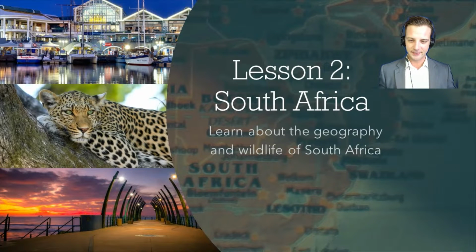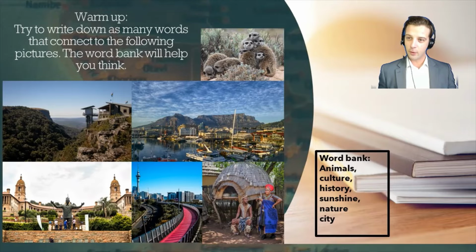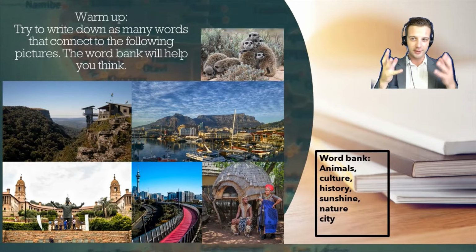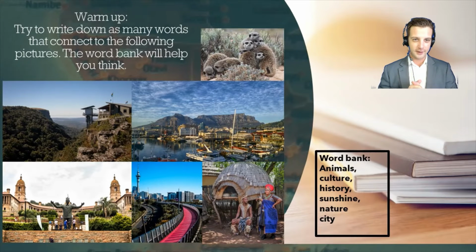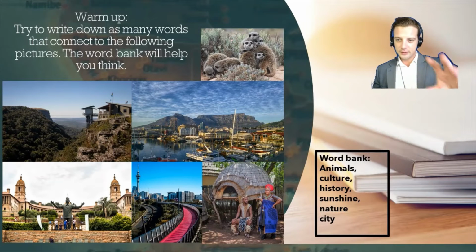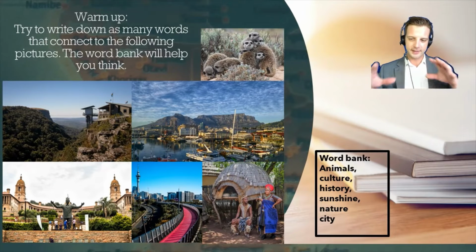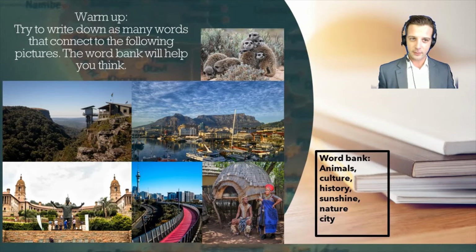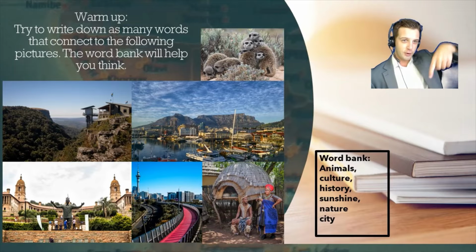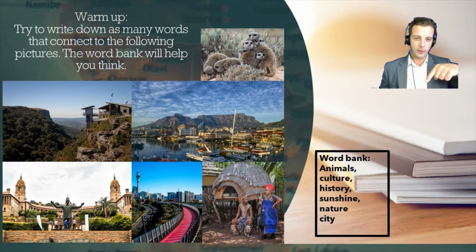All right. So, for your warm-up today, I would like you to try to write down as many words as you can think of that connect to these pictures. Have a look at the animals, the landscape, the city, the people, and try to write down as many words as you can. The word bank down here will help you.